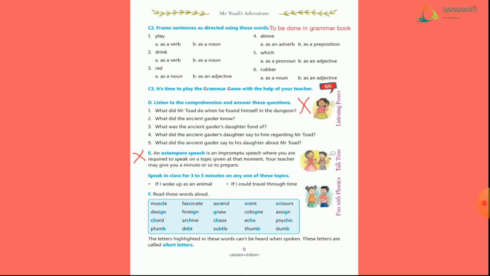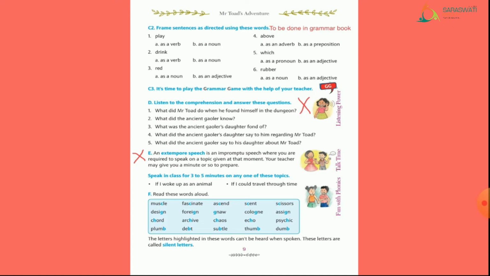Second word is drink, and we have to make two sentences using the word drink as a verb and the word drink as a noun. Understood? So let us first make a sentence as a verb. Would you like to drink something? Now the word drink here is suggesting some activity, some action. So that is acting as a verb.